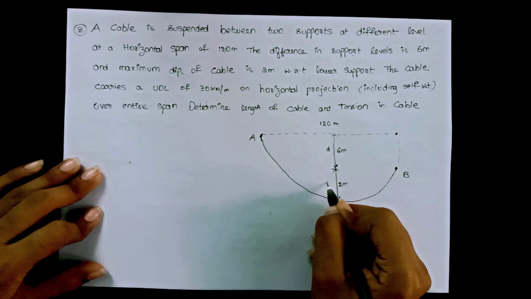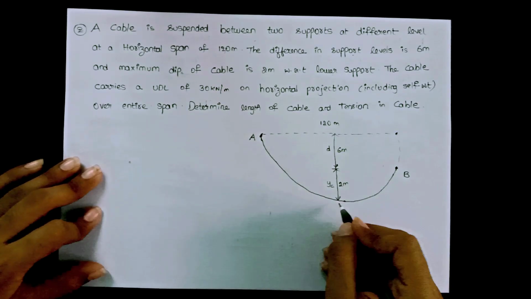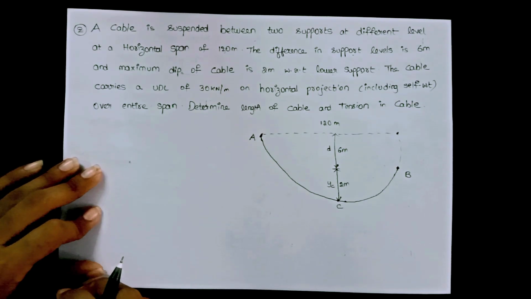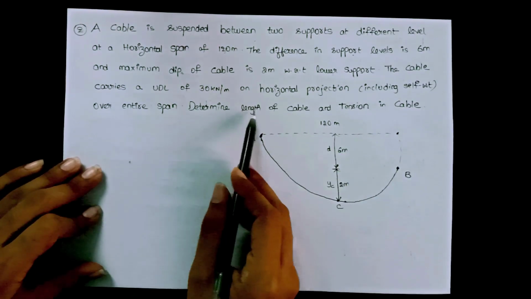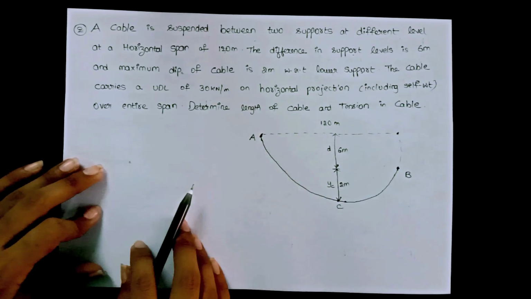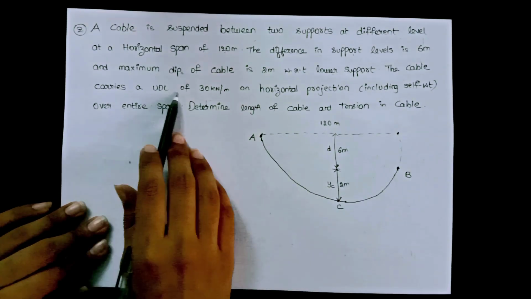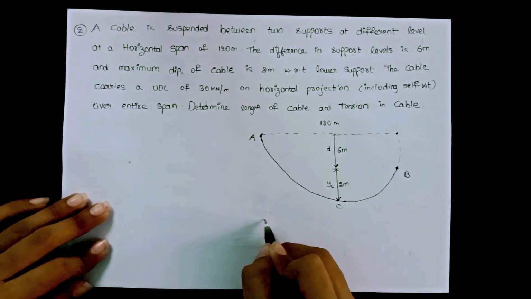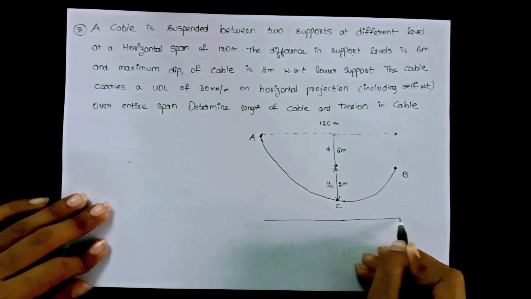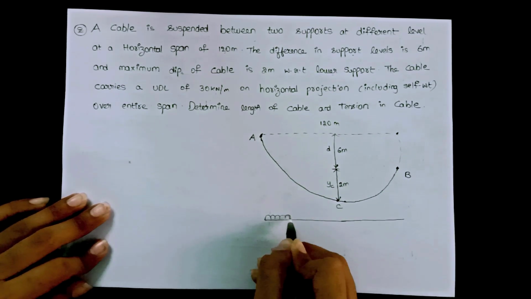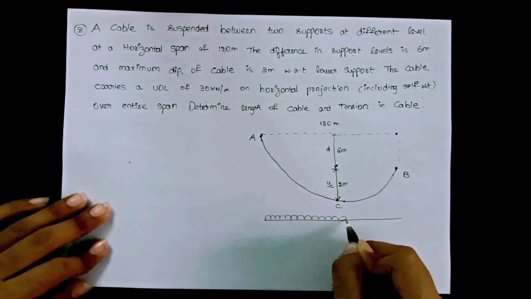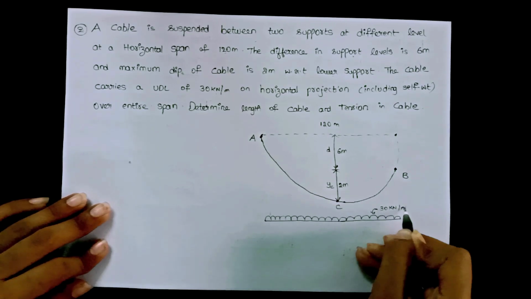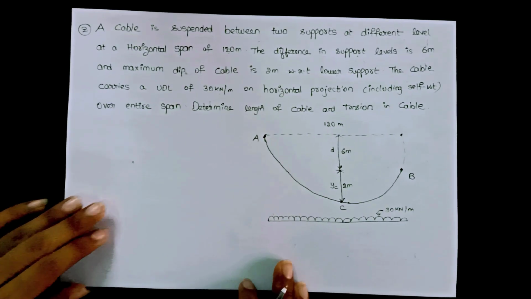This is nothing but the dip of the cable, Yc. Take this point as C. Now we have to analyze the cable. It is asked to determine the length of the cable and the tension in the cable when it carries a UDL of 30 kN including the self weight. If you take a horizontal projection, the cable is subjected to a UDL of 30 kN per meter. This is the loading condition given for us.